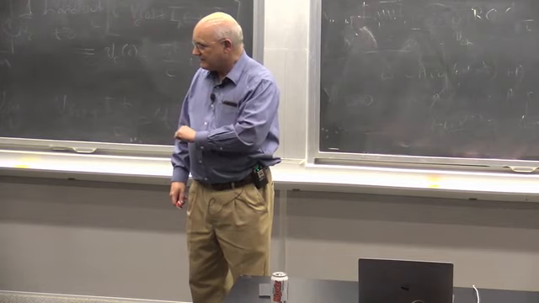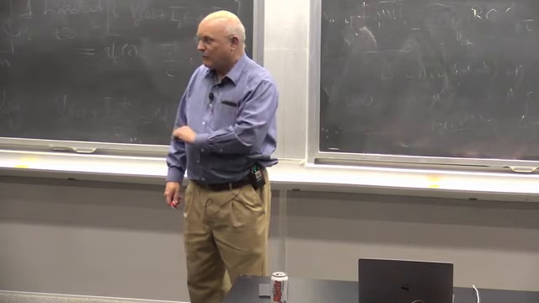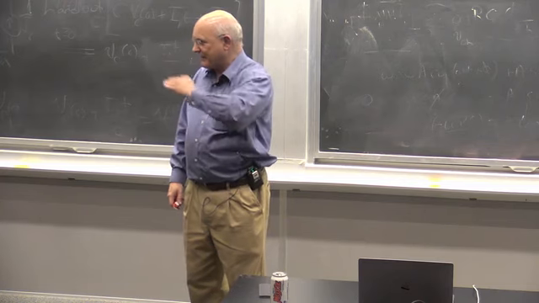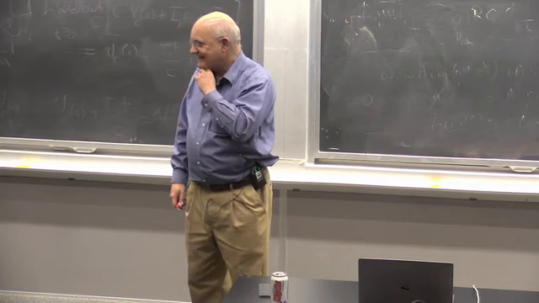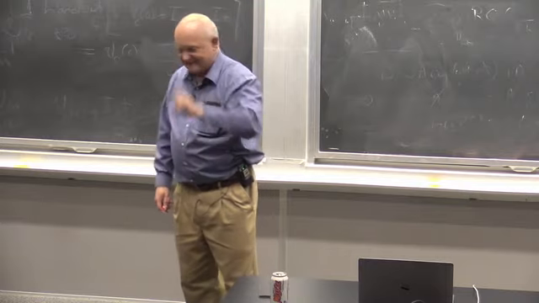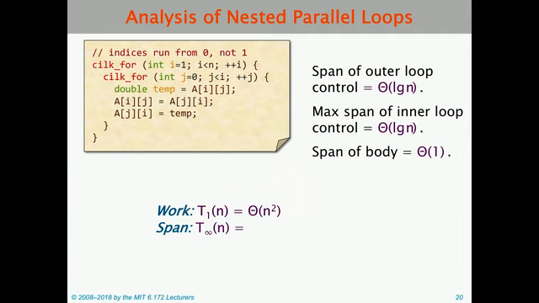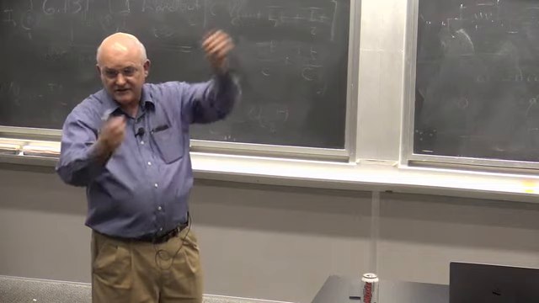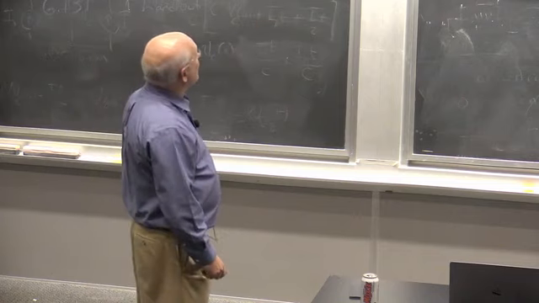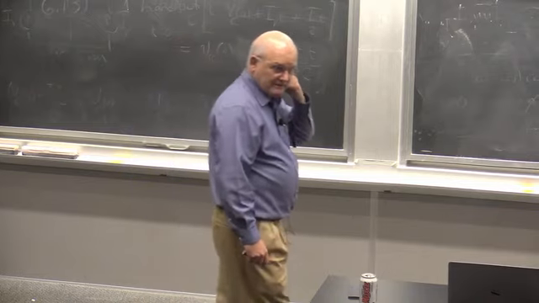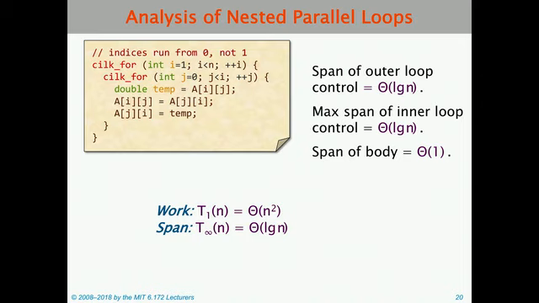And then what about the leaves? How many leaves? You have to add in the span of the leaves. That was just the span of the control. The leaves are just one, okay? So the span of the outer loop is order log n, the inner loop is order log n, and the span of the body is order 1. Because we're going down to the body, which is now just doing one iteration of serial execution. It's not doing i iterations, it's only doing one iteration. And so I add all that together and I get log n. Okay, does that make sense?